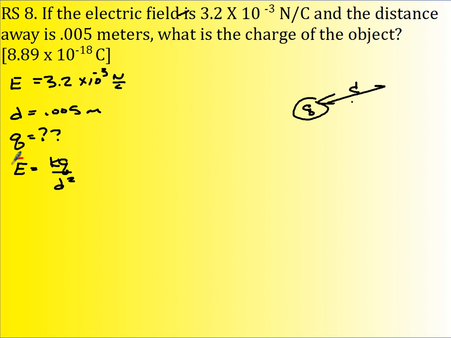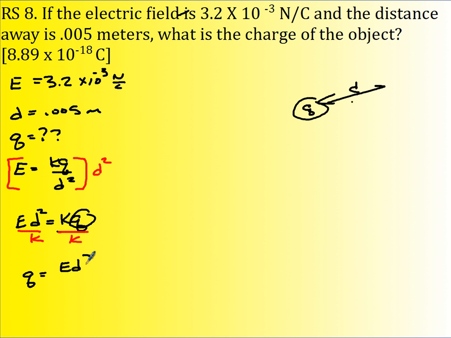I've got to get rid of my denominator. Always get rid of your denominator. So multiply through by D squared. So ED squared is KQ. We're still looking for Q, so we're going to divide both sides through by K. Let me switch my pen color here. Divide by K. So Q is ED squared divided by K.